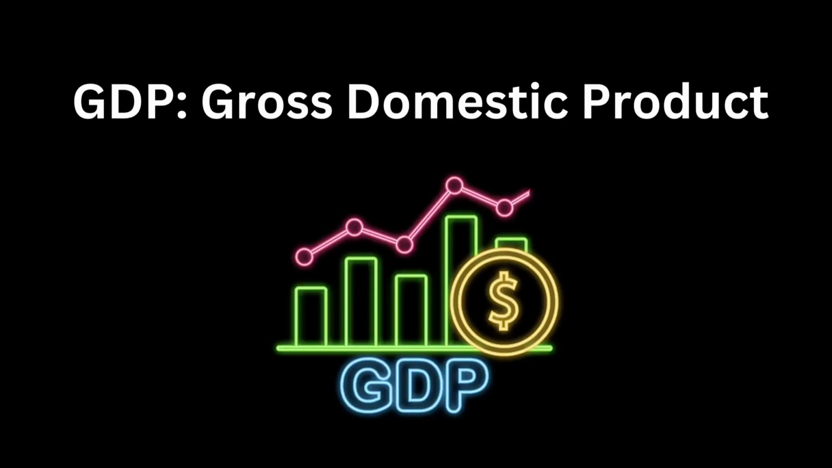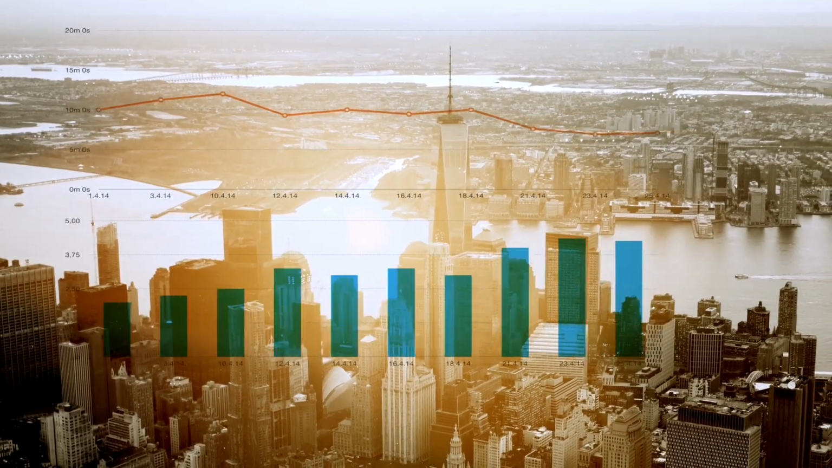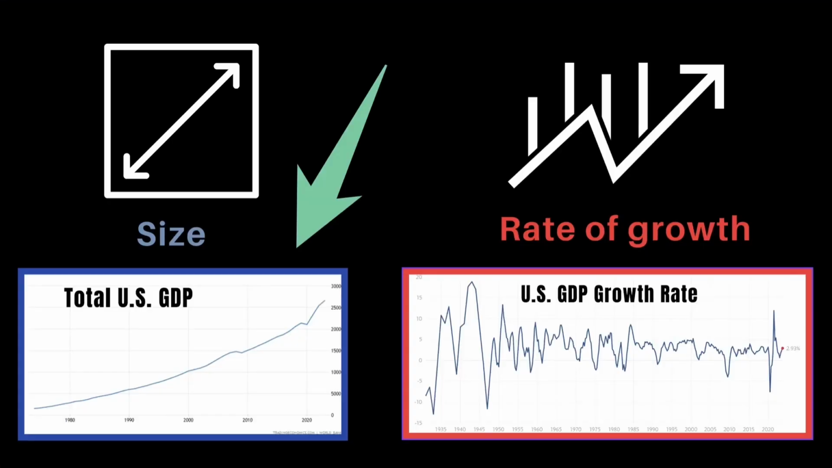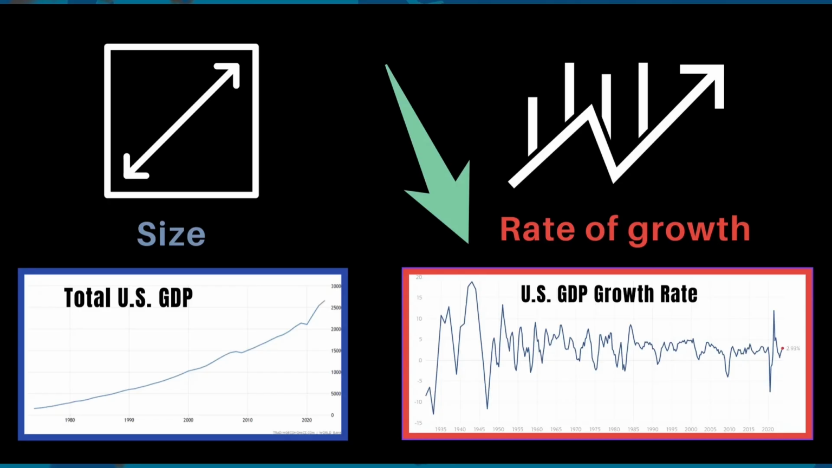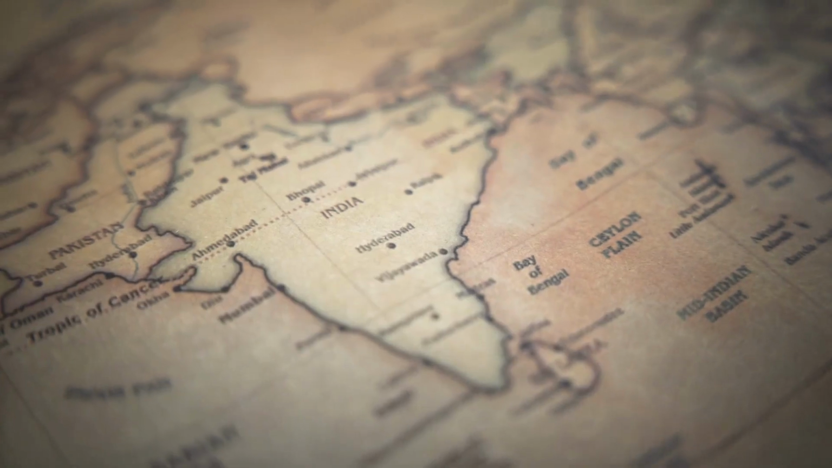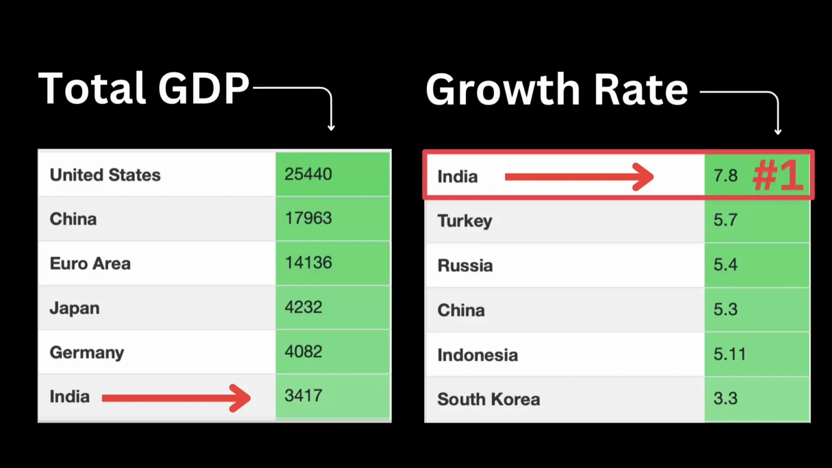In this lesson, we're going to identify the major drivers of GDP growth. GDP stands for Gross Domestic Product, which is the total value of all goods and services produced within a period of time. If we want to know the size of an economy, we look at the total GDP. But if we want to know how fast an economy is growing, we use the GDP growth rate, which measures the rate of growth. For example, India may be the 6th largest economy in the world, but it's actually number 1 for growth, which attracts many investors.